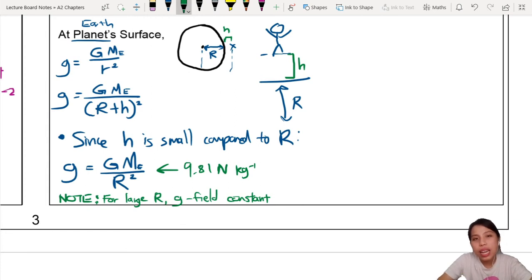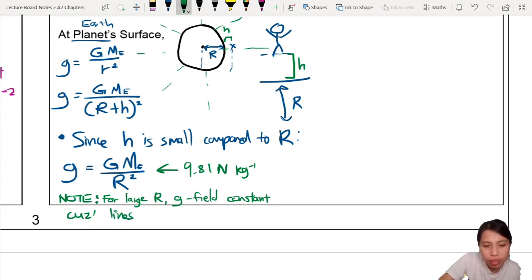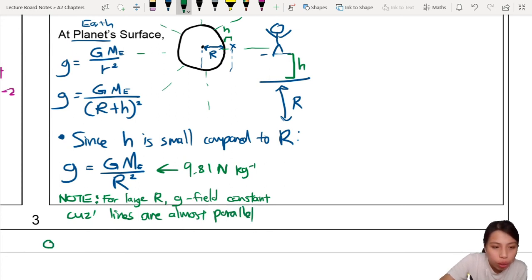But actually, for any large R, your g field will be constant because... Why is it constant? I thought you just said, Miss, that your field comes out like that, stronger near the object but weaker further away. Yes, but if you zoom into near the surface of the Earth, the lines of the field are almost parallel near the surface. What do I mean by that? If you zoom in, okay, if you zoom out a lot, you see the lines are not parallel.